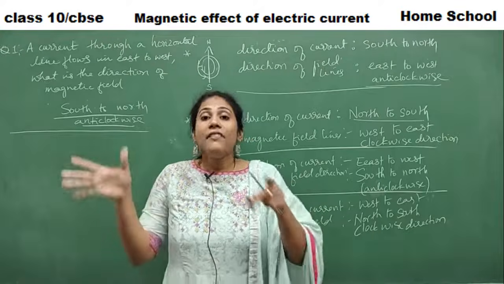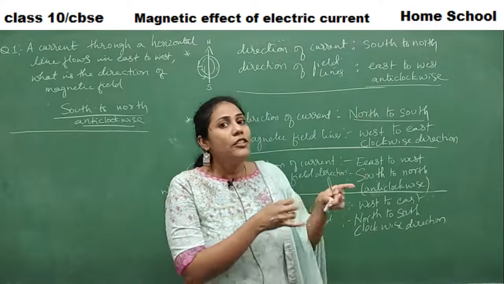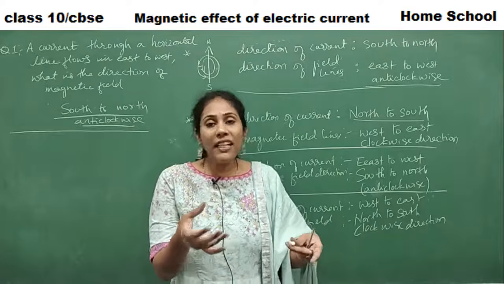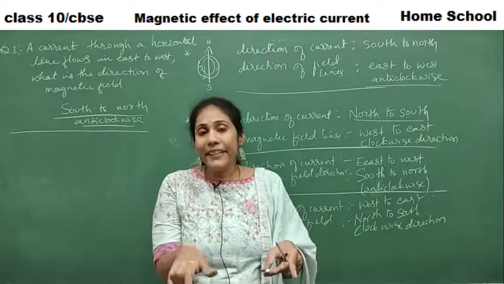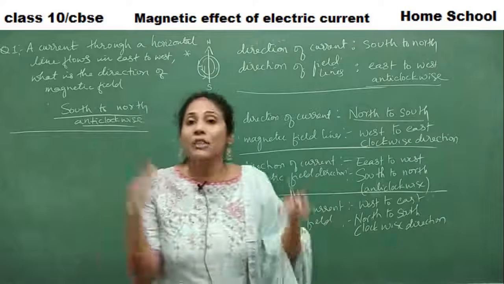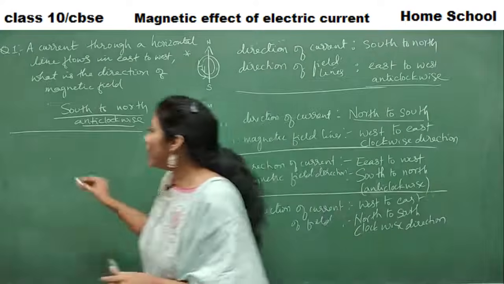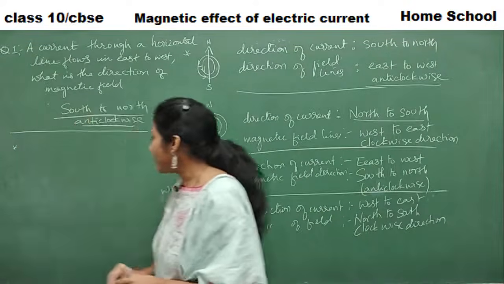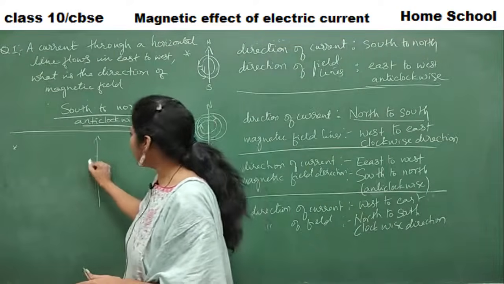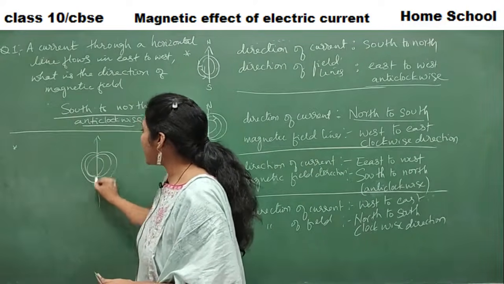Remember, whenever a current is flowing in a straight conductor, as the direction of current changes, what happens to the direction of field lines? It will also change. To identify the direction of field lines, we took the help of Maxwell's right hand thumb rule. And one more point to remember: when a current is flowing in a straight conductor, field lines will appear in the form of concentric circles.